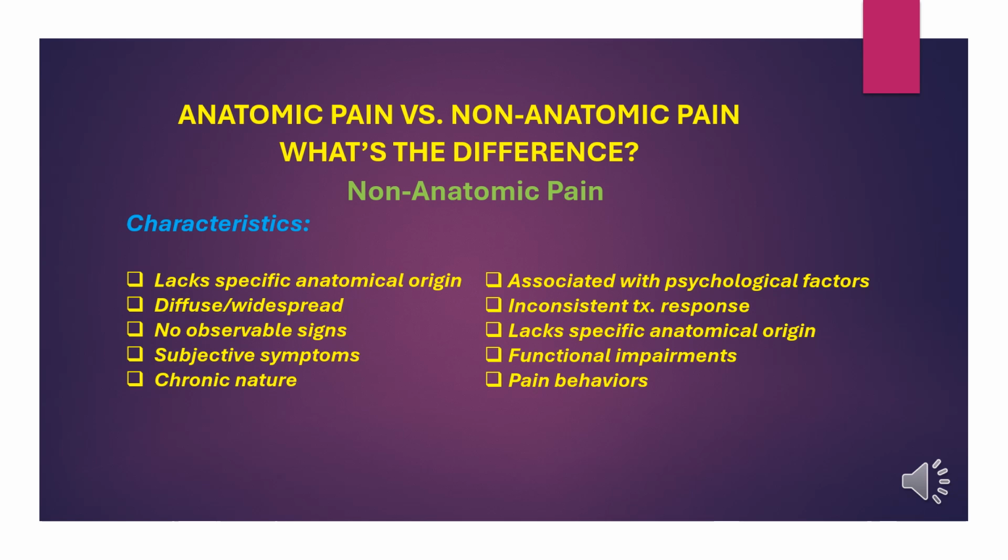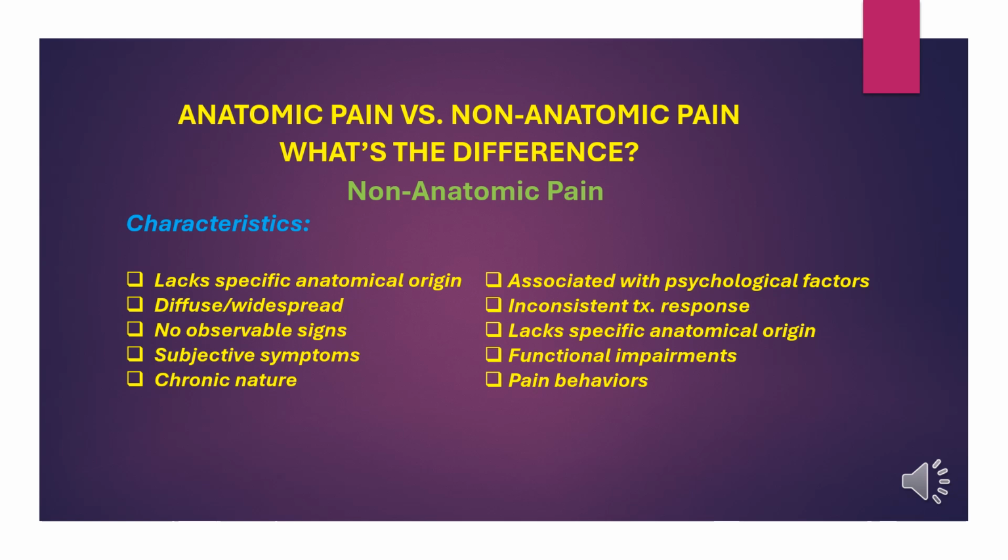Also, it can be chronic, and non-anatomic pain often has a chronic nature that persists for extended periods of time, sometimes even years. And we will discuss a few of those types of pain. It's associated with psychological factors many times. It's often linked to psychological factors such as stress, anxiety, or depression, which can exacerbate the pain. Also, we have an inconsistent response to treatment. Non-anatomic pain may not respond predictably to conventional treatments for pain, and managing it can be even more challenging.